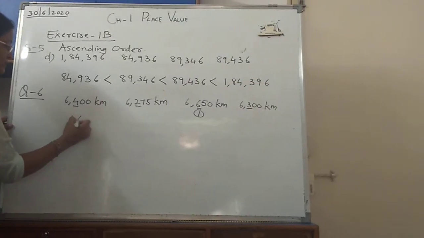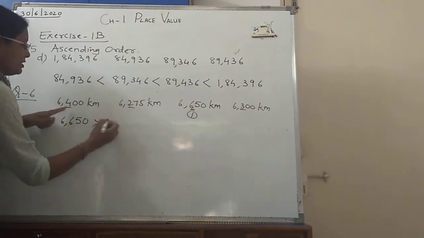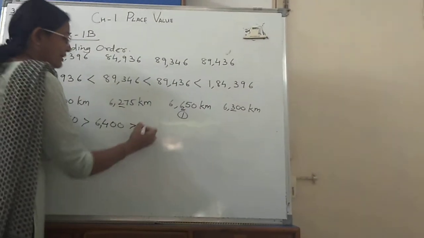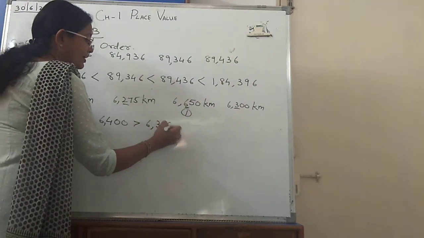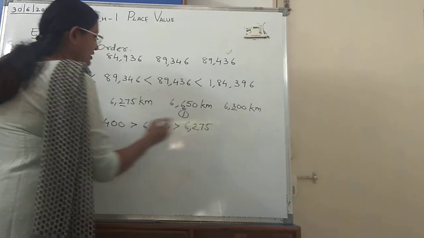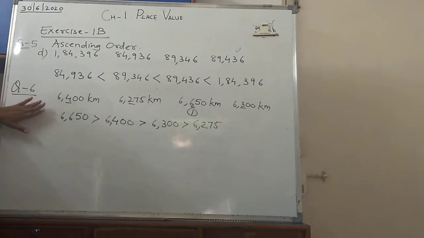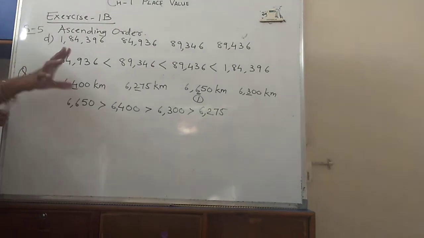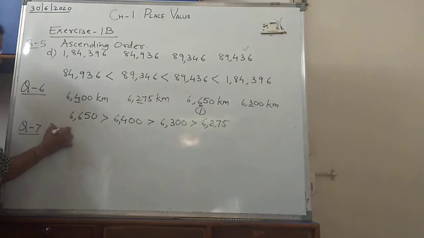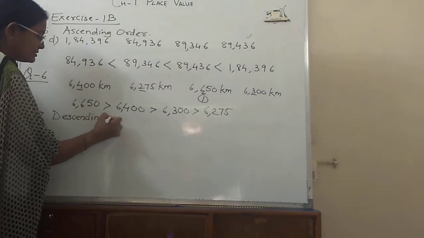Right? 6,650 is bigger than 6,400, bigger than 6,300, bigger than 6,275. This is the way we find the descending order. I think it is very clear to you. Question number 7 is also the same, that is descending order. We have to write the given numbers in descending order.